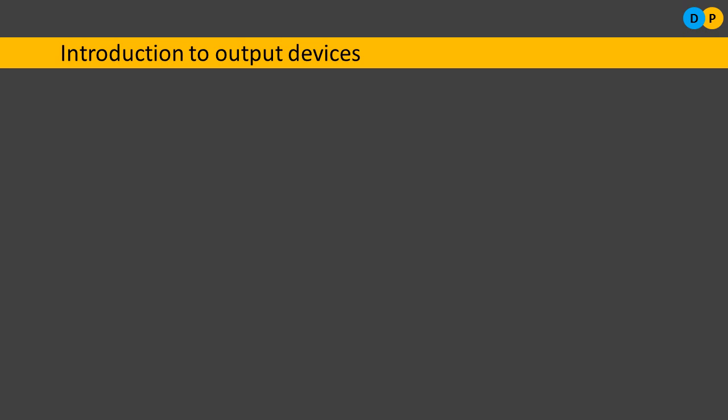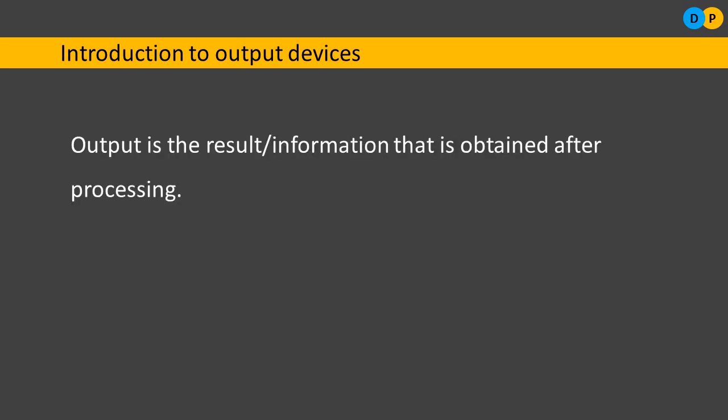So among all the output devices, the very prominent and standard one is the monitor. Okay, so what is an output? Output is a result of information that is obtained after processing. So in this particular video, we will be studying the important output device, that is the monitor. So what is a monitor? A monitor is also referred to by the name visual display unit.